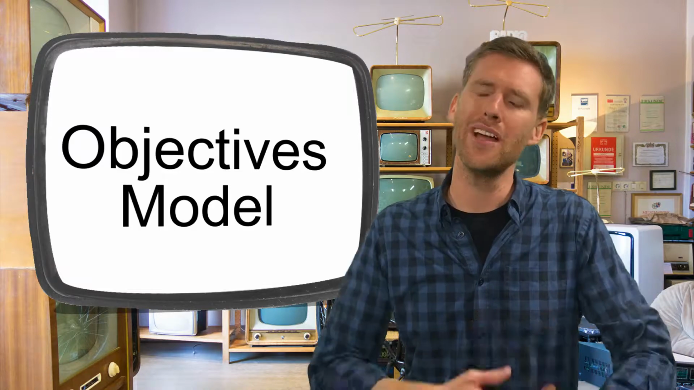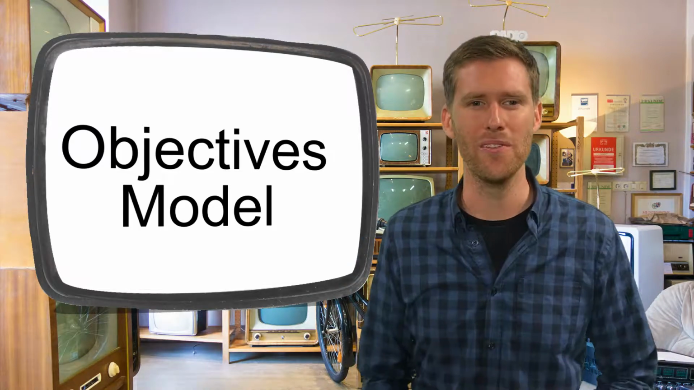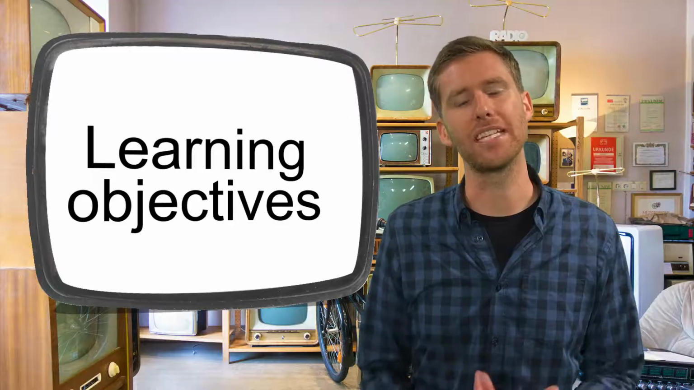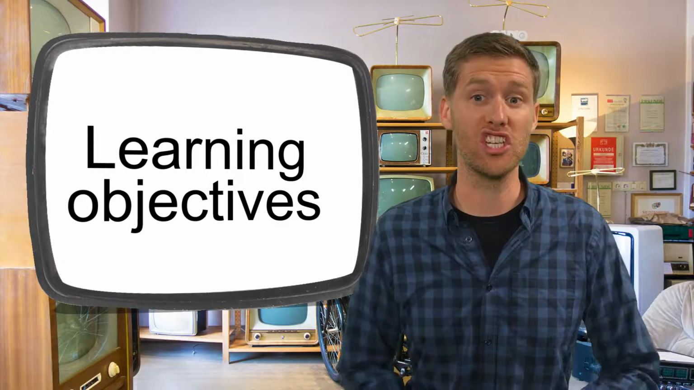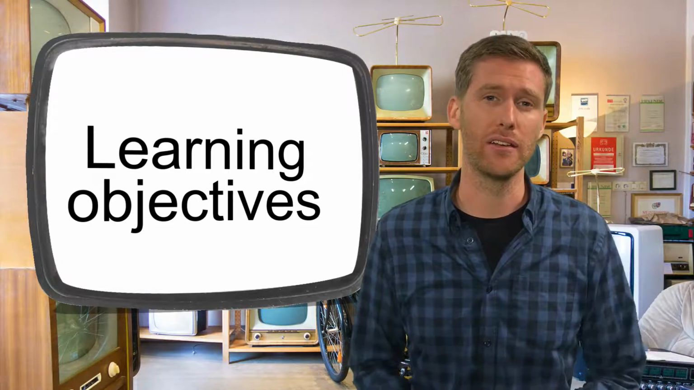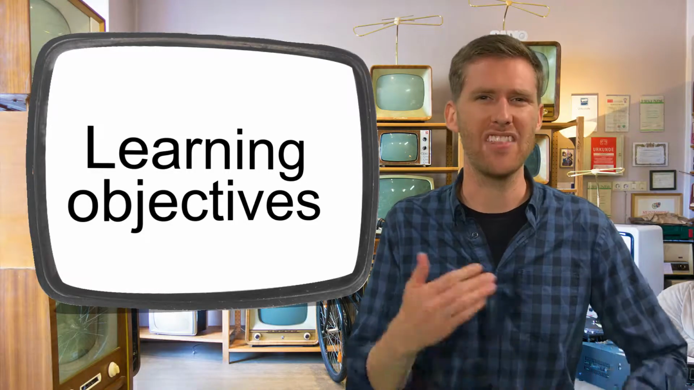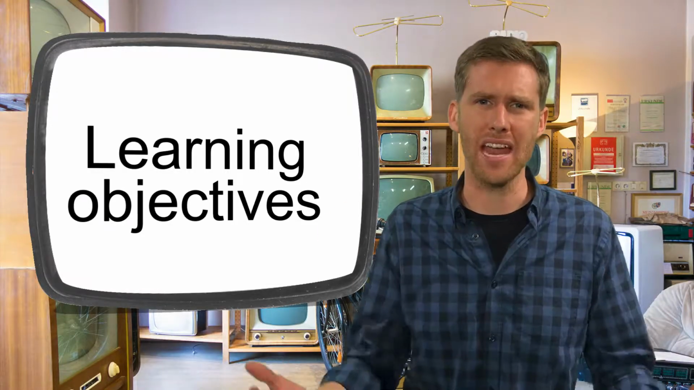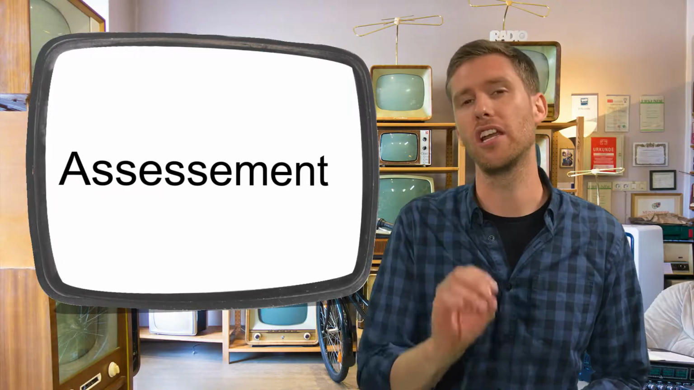So the objectives model is behaviourist in style. It has clear learning objectives and states what a student can achieve at the end of the learning. So that might be at the end of a unit, that could be at the end of a course, or it might be at the end of their education system. Assessment is always based on those learning objectives.